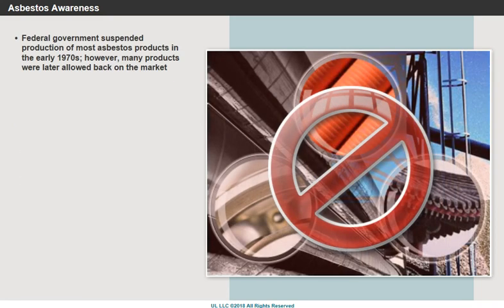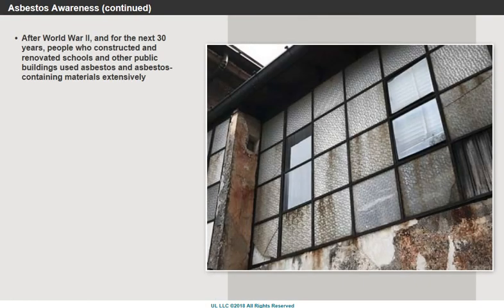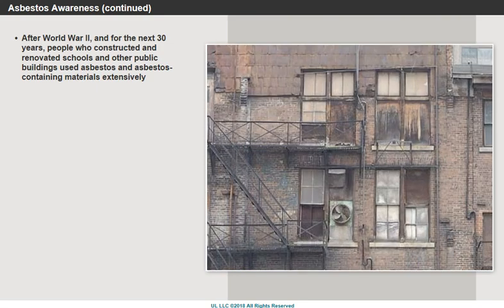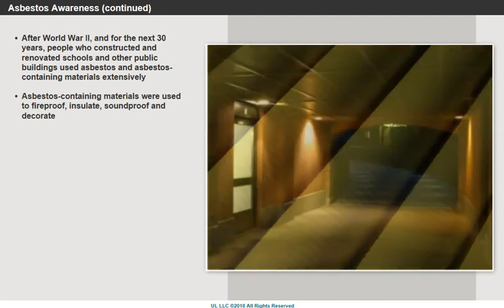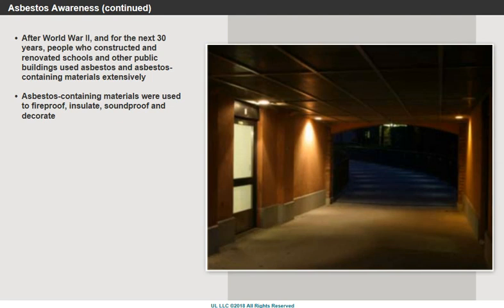Although the federal government suspended production of most asbestos products in the early 1970s, installation of these products continued through the late 1970s and even into the early 1980s. After World War II and for the next 30 years, people who constructed and renovated schools and other public buildings used asbestos and asbestos-containing materials extensively. They used asbestos-containing materials primarily to fireproof, insulate, soundproof, and decorate.